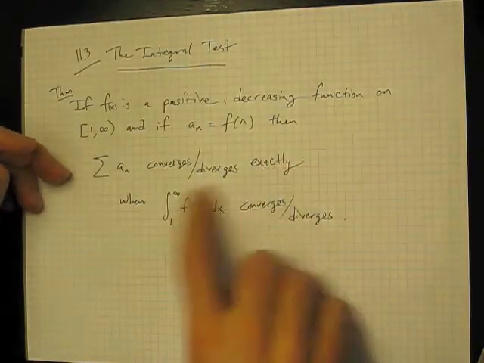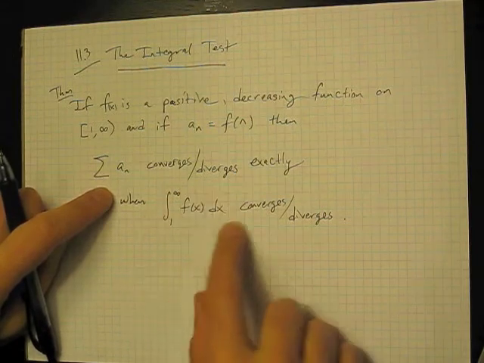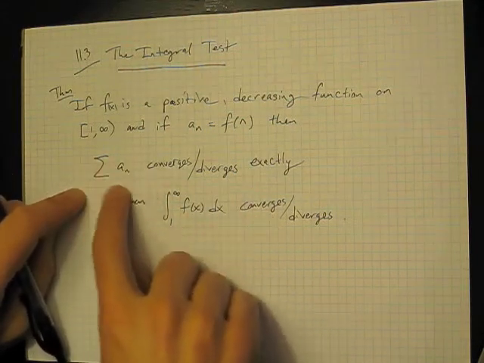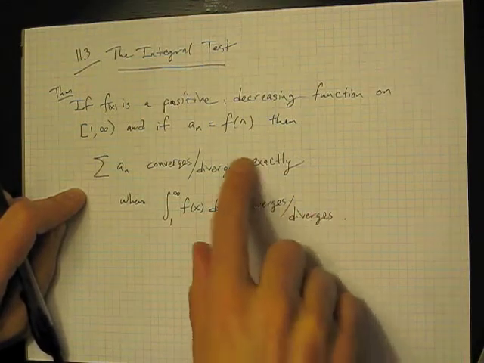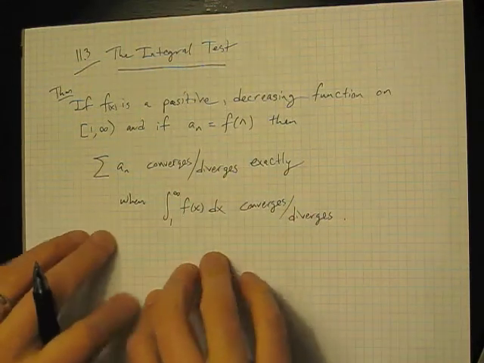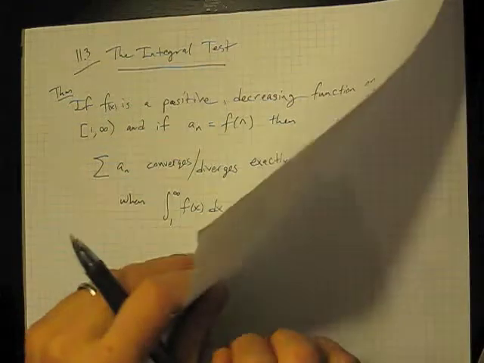So what this means exactly is that if this improper integral converges, then the series converges. And if this improper integral diverges, then the series diverges. So let's see this by an example.